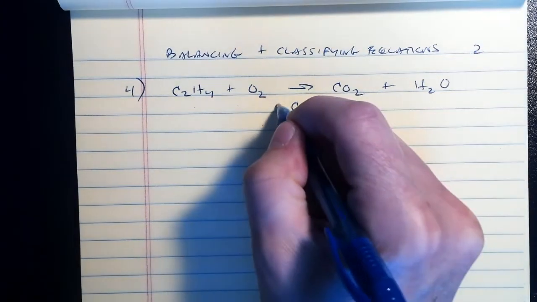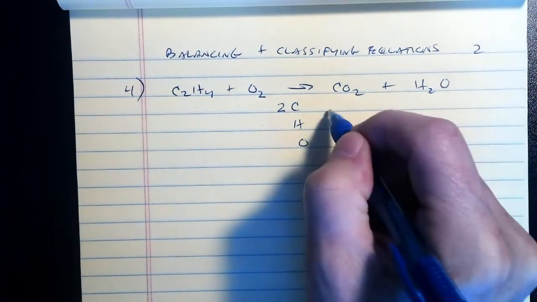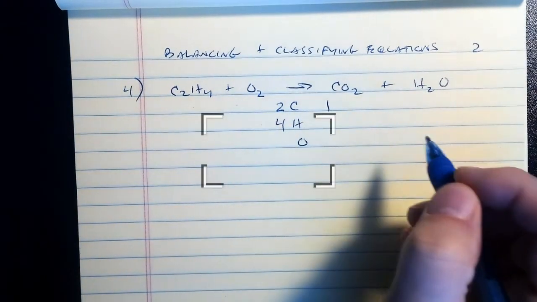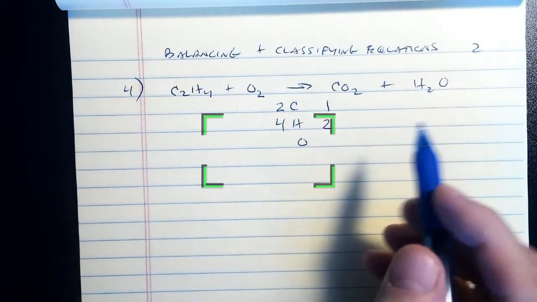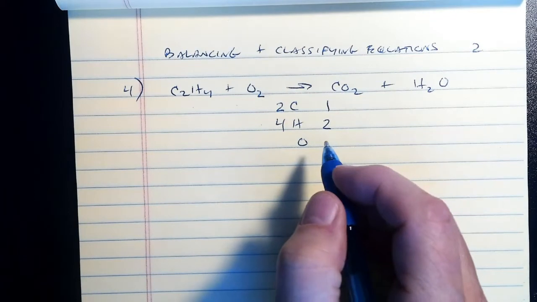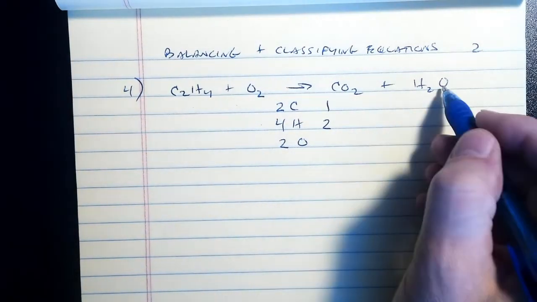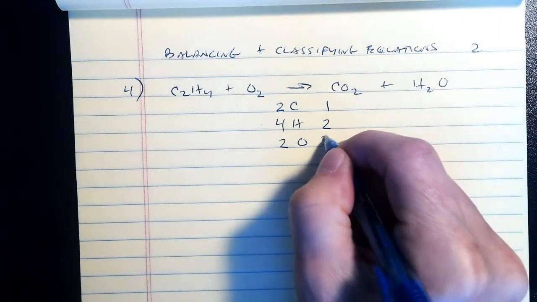So we have 2 carbons on the left, 1 on the right. We have 4 hydrogens on the left, 2 on the right, and then we have 2 oxygens on the left, and 2 plus 1 makes 3 oxygens on the right.